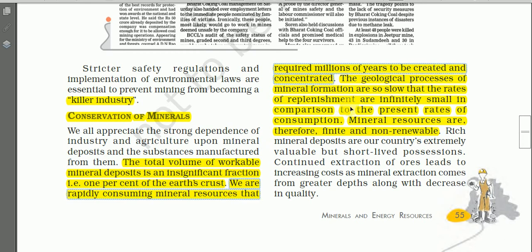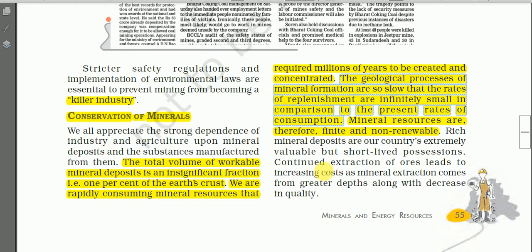The geological processes of mineral formation are so slow that the rates of replenishment are infinitely small in comparison to the present rates of consumption. As I told you, the process of mineral formation is very slow. That means it takes millions of years. That is why the rate of replenishment is very small in comparison to the rate of extraction and consumption.